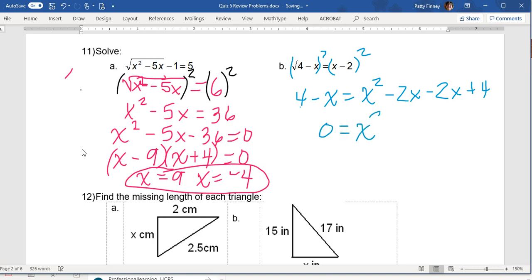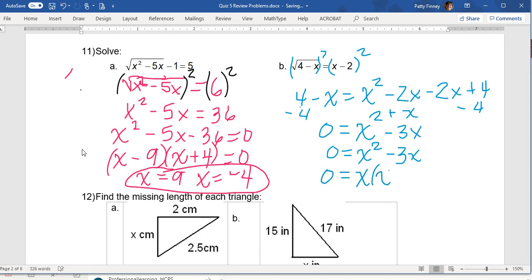Get everything equal to 0, so this side's going to be 0. We're going to have x squared. We're going to add an x, so negative 2 and negative 2 is negative 4 plus 1 is negative 3x. And we're going to subtract the 4, and bam. So we've got 0 equals x squared minus 3x. We have to solve that. So we factor out an x. So our solutions are x equals 0 and x equals 3.